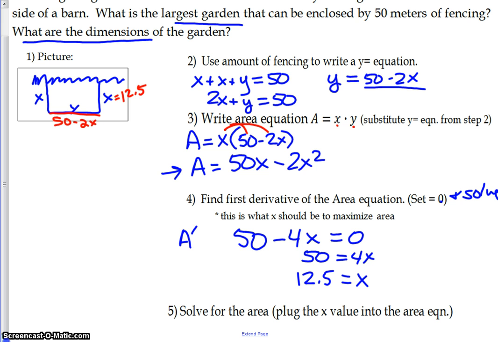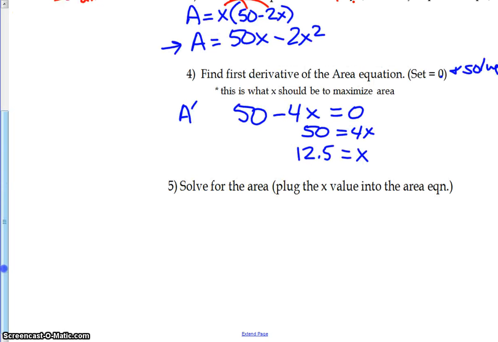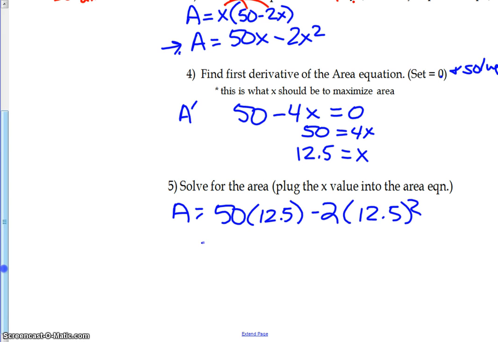And we can even calculate our y value. There are a couple of different ways we can do that, and really here we have to solve for the area. I'll show you one way and then another. The first way: my area formula from above was 50 times the x, which we found to be 12.5, minus 2 times x squared, 2 times 12.5 squared. If I plug that into my calculator, I get 312.5 meters squared.